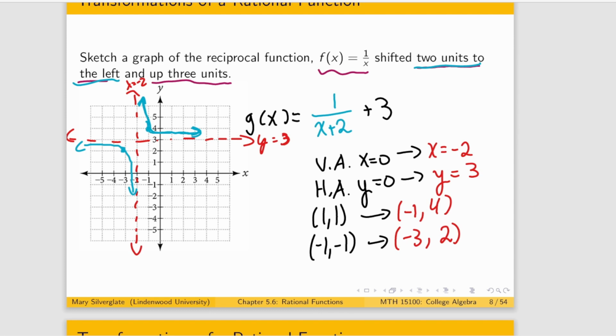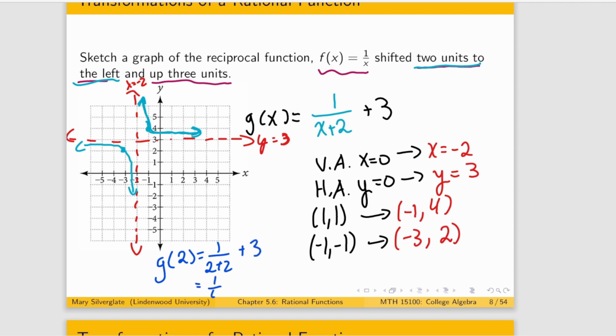Now, if you didn't know that those were the directions the branches were facing, you could have also just picked another point in that general quadrant to see how that would look. For example, I could have picked the point 2 and plugged it into the original transformed function. If I plug in 2, that becomes 1 over 2 plus 2, plus 3.